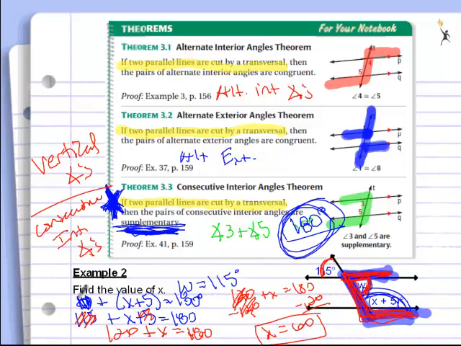So we set up an equation. W plus x plus 5 equals 180. That's the definition of supplementary angles. They have to add up and equal 180. Then we used substitution to say, I don't care what W is, I know that W equals 115. So I'm going to substitute 115 in for W to help me solve for x.